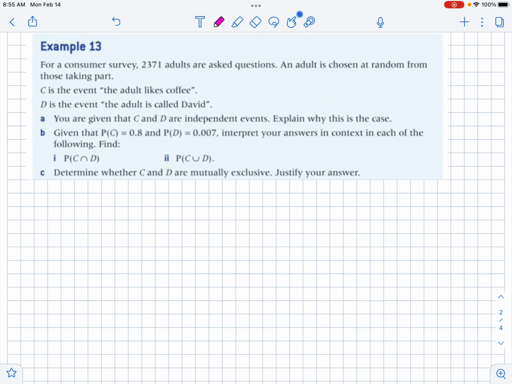Example 13. There's a survey where a bunch of adults are asked questions. One of them is if they like coffee. The other is if their name is David. You are given that C and D are independent events. Explain why this is the case. Whether or not you like coffee or your name is Dave, one's not going to affect the other. So you can just say, having, or should I say being named Dave?